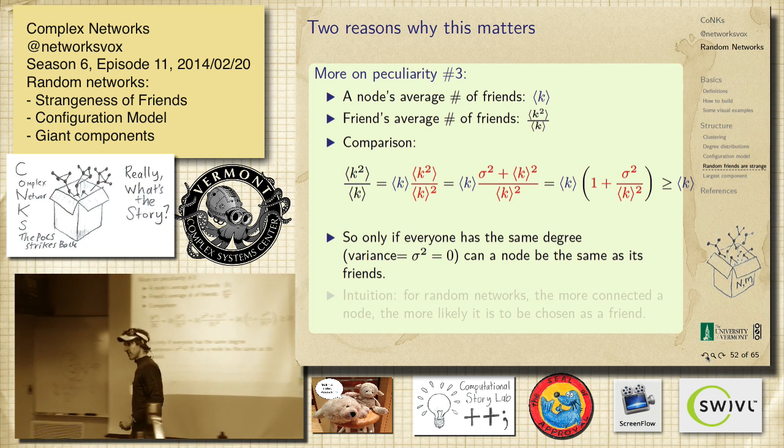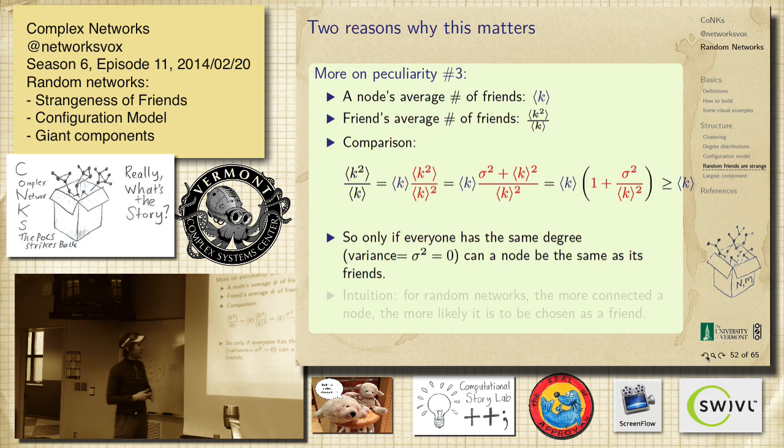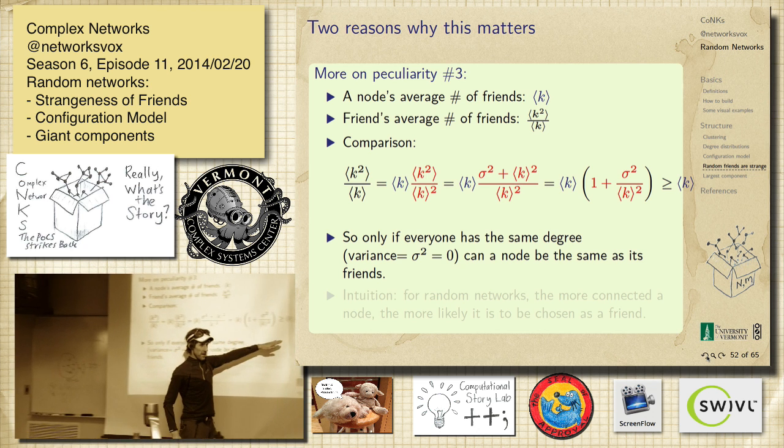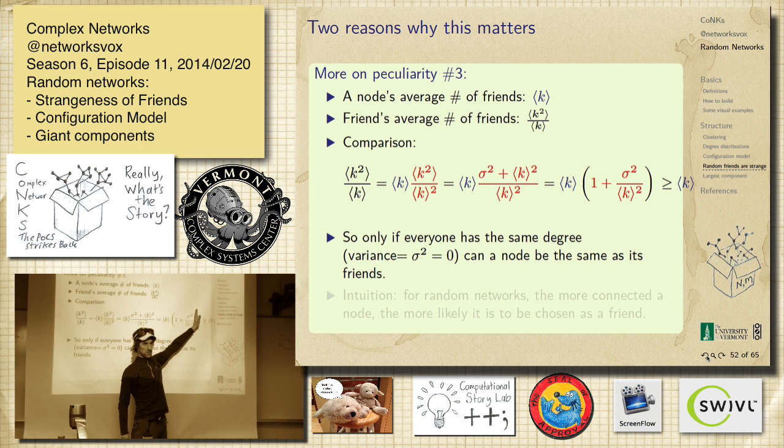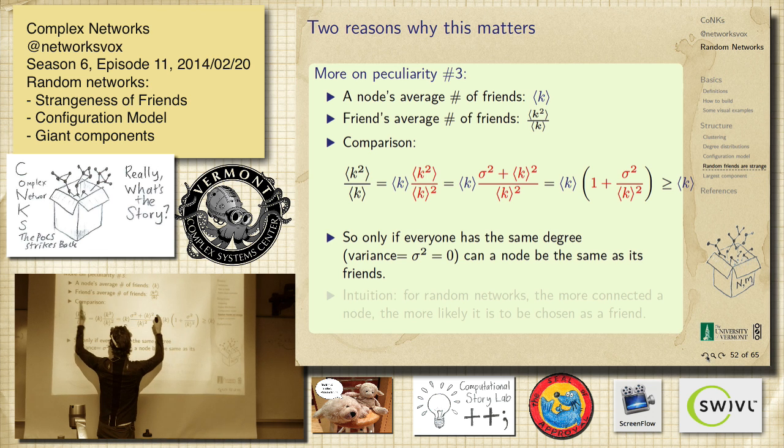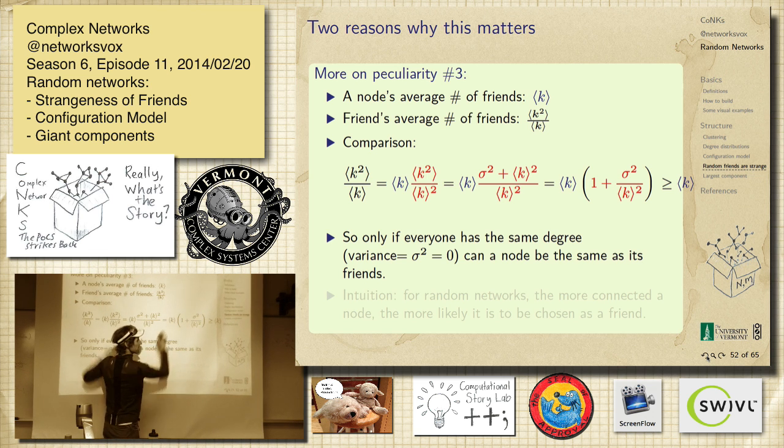Pox reference, okay, very obscure. Community, okay. So when everyone is the same. If everyone is the same, the standard deviation is 0, everyone has 7 friends, then these guys are the same.